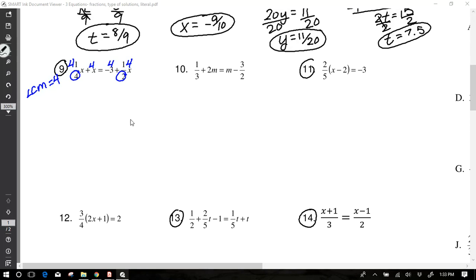4 times 1 is 4, divided by 4 is 1x, plus 4 times x equals 4 times negative 3 plus 1 times 4 is 4, divided by 2 is 2x. In this equation, I see variables that need to be combined. So let's go ahead and subtract this 2x over to the left.